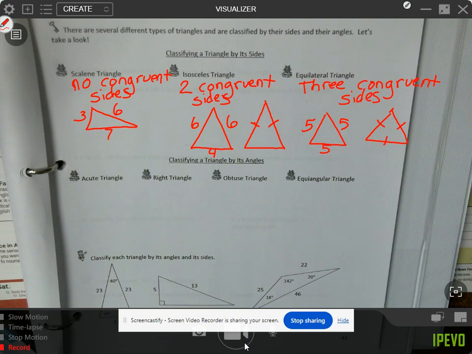Now we have classifying a triangle by its angles. What is an acute triangle? James. A triangle with 2 degrees the same. Nope. They are not all the same. They don't have to all be the same, I should say. Dominic. I need a little bit more.